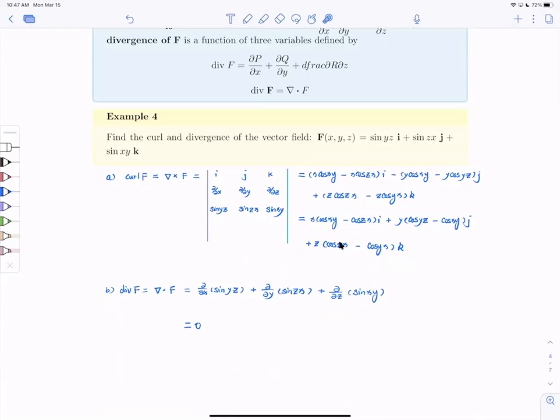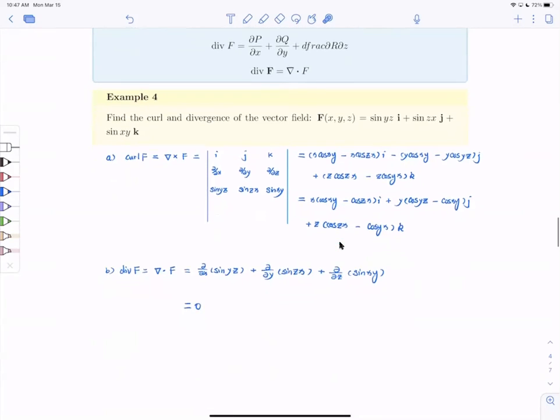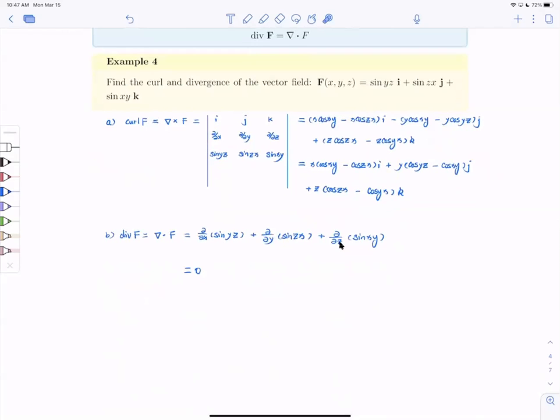Pretty straightforward. The divergence is a dot product, which is the partial derivative of x, y, the partial derivative of sine yz with respect to x. So that's going to be 0 because you don't even have x. And the partial derivative of sine zx with respect to y is going to give you 0 as well. And this is going to be 0 as well. So once you add them together, it's going to be 0. So the divergence of f is 0.